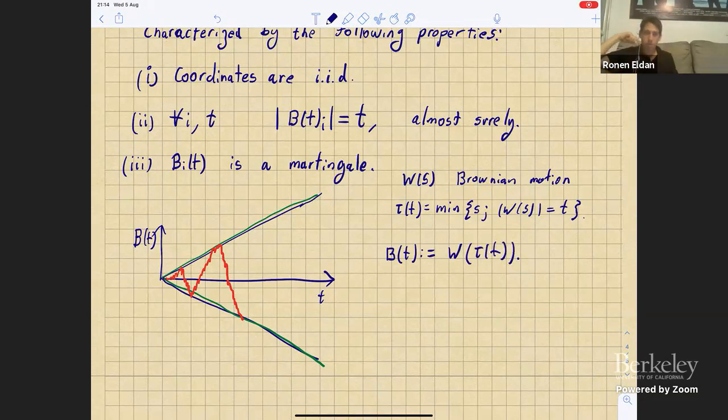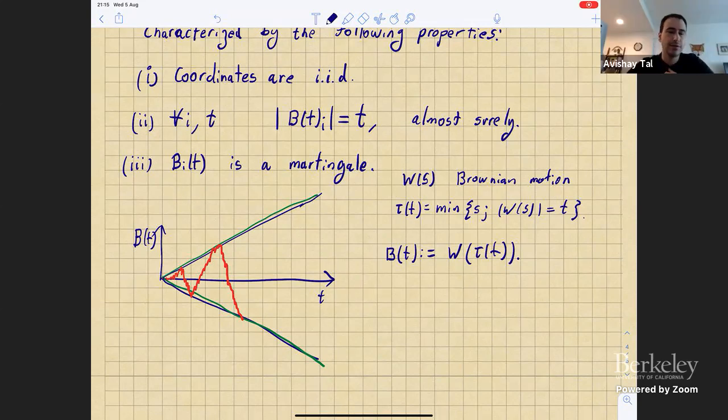So to know where my process B is at time t, I look at the first time that the Brownian motion hits t in absolute value, and I see if it was plus t or minus t.